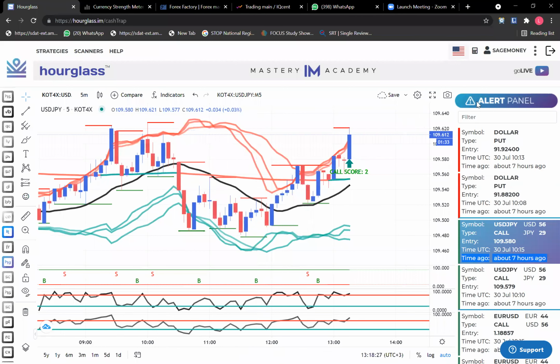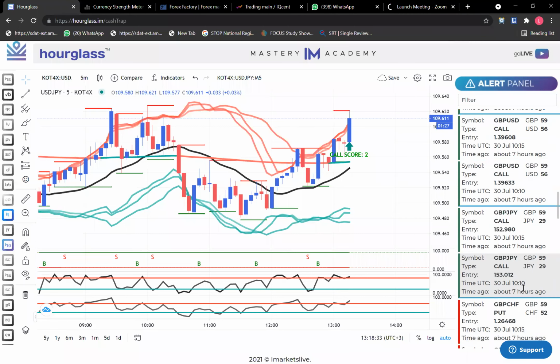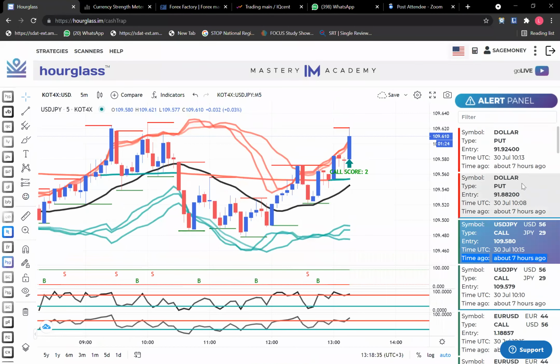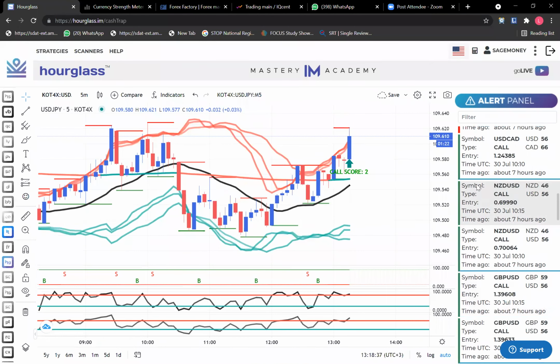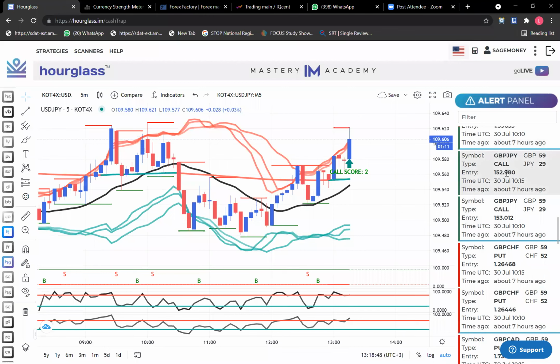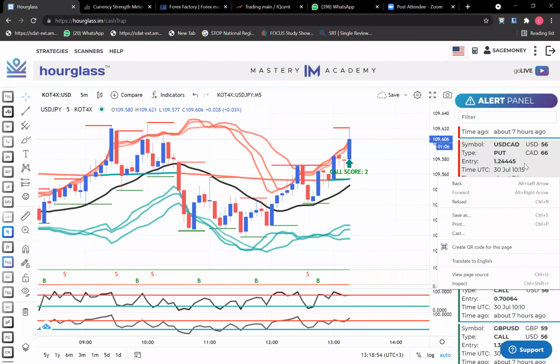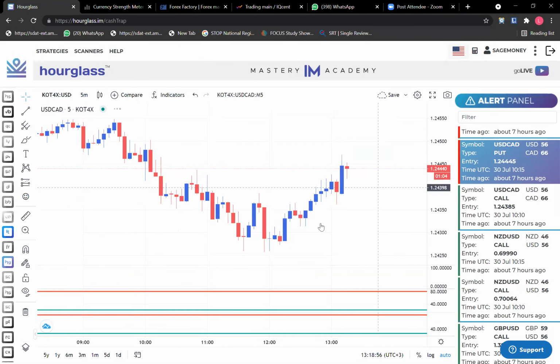On the right-hand side, you see your alert panel. Your alert panel is basically where you get trade ideas from. From here, you can see a lot of trade ideas. While looking at this, there's something you should take note of. These are all about 7 hours ago. Never take a trade that is above 5 minutes. You're going to be seeing 5 minutes ago, 4 minutes ago, 3 minutes ago, 2 minutes ago, 1 minute ago. All these 7 hours ago are expired. I don't know why it's not updated here. I don't know if it's my laptop.